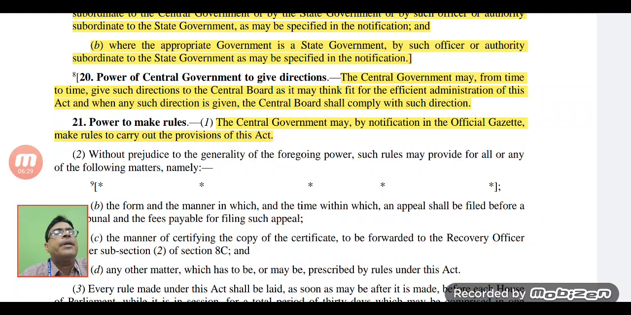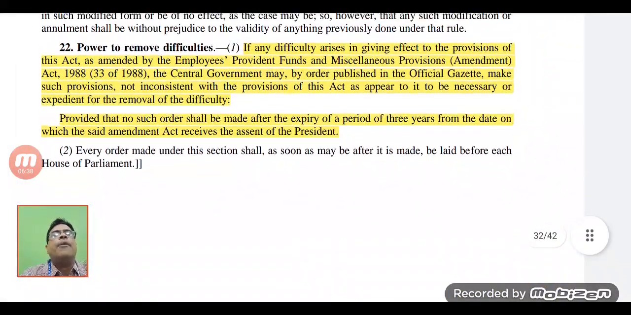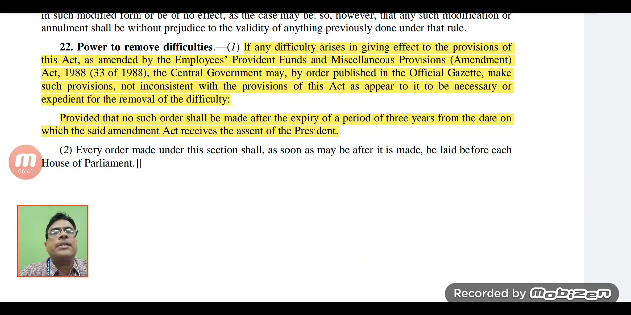Then section 21 talks about power to make rules. The central government may, by notification in the official gazette, make rules to carry out the provisions of this Act. यहाँ पे central government को फिर से पावर दिया गया है. And the last section is power to remove difficulties. Students, through this it can be understood that even in that section central government has been given the power to remove difficulties which come in executing this Act, and if any difficulty arises then it is the central government who will give all the directions to the concerned authority to remove the difficulties.